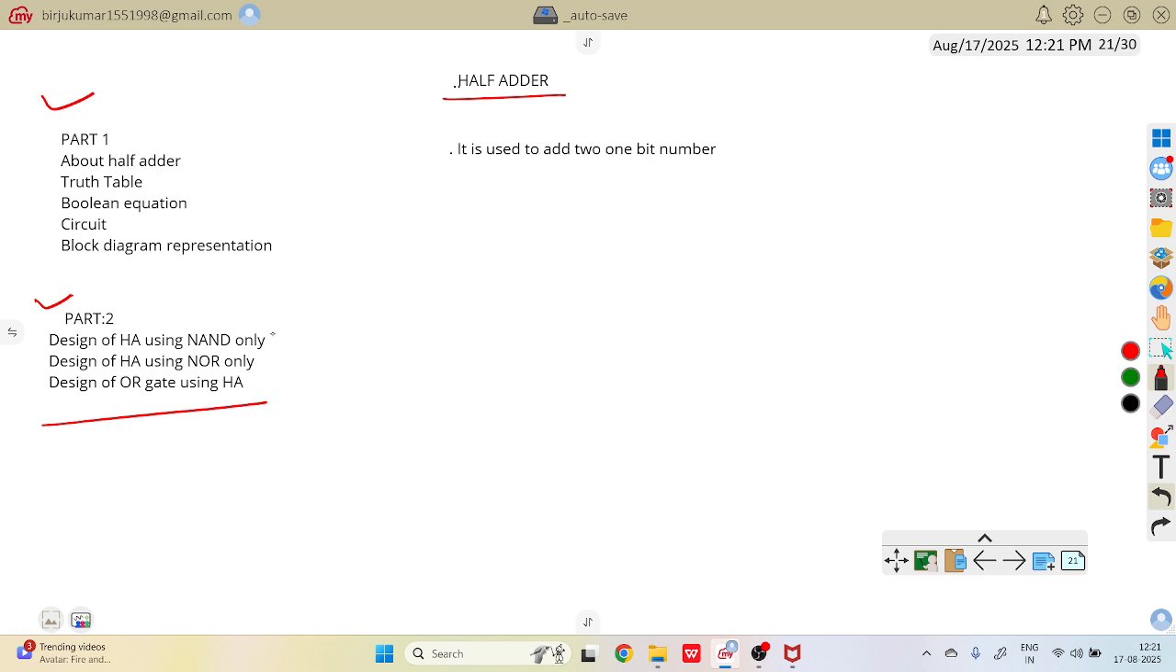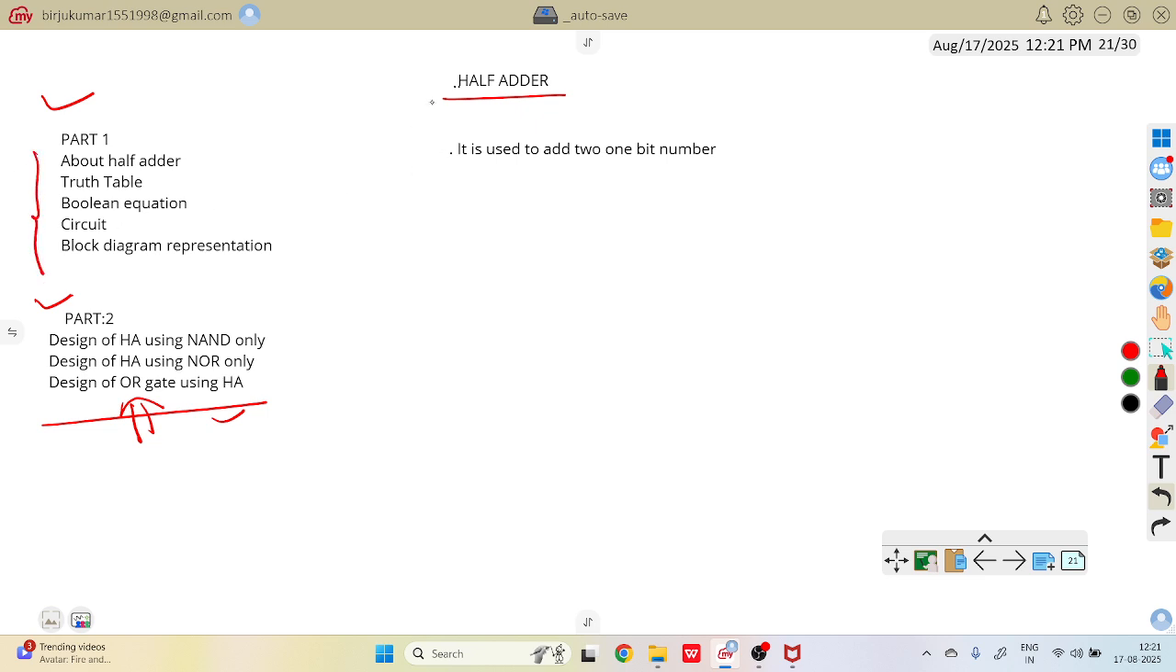How can we design the half adder using only NAND gates, NOR gates, and if you want to design the OR gate, how many half adders are needed? So let's start this video, and in this video we'll discuss this part.